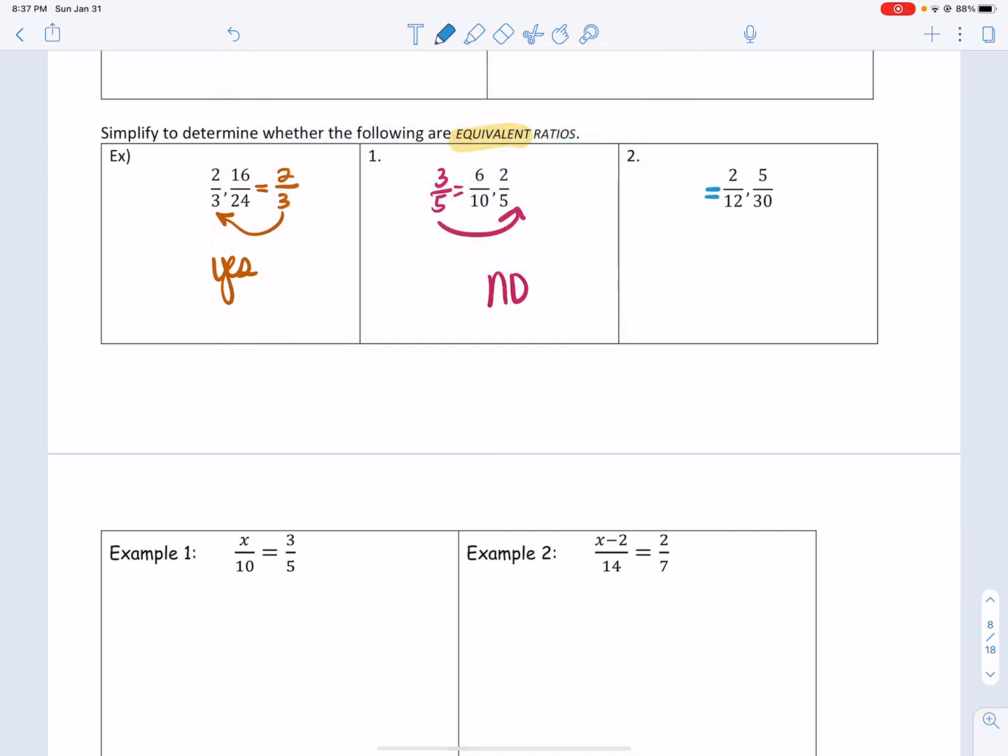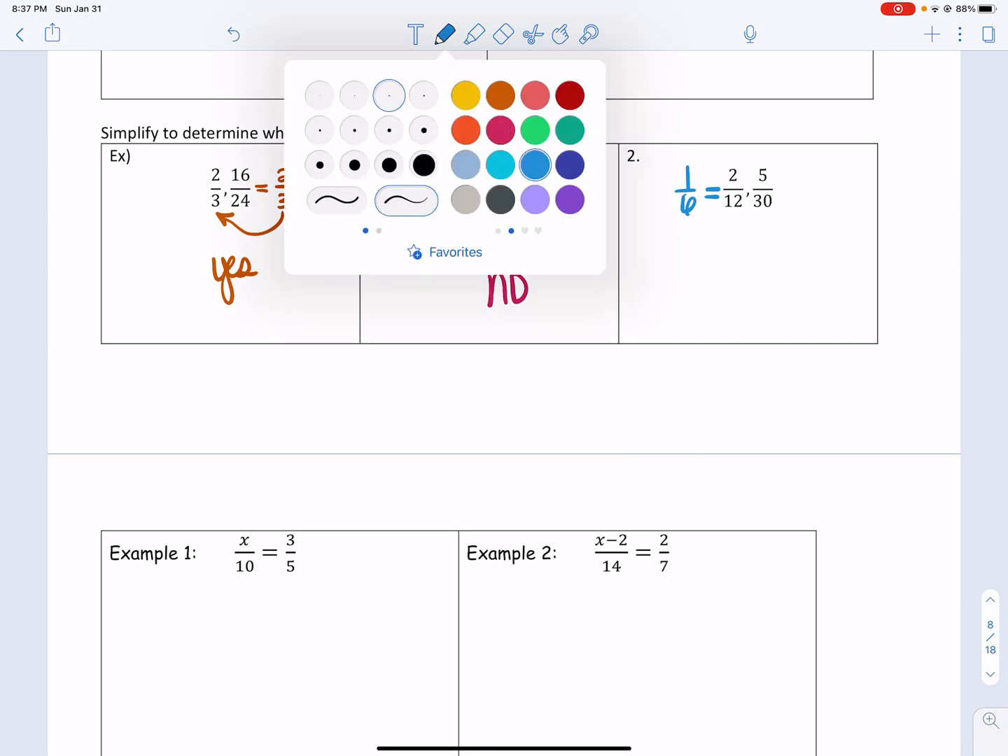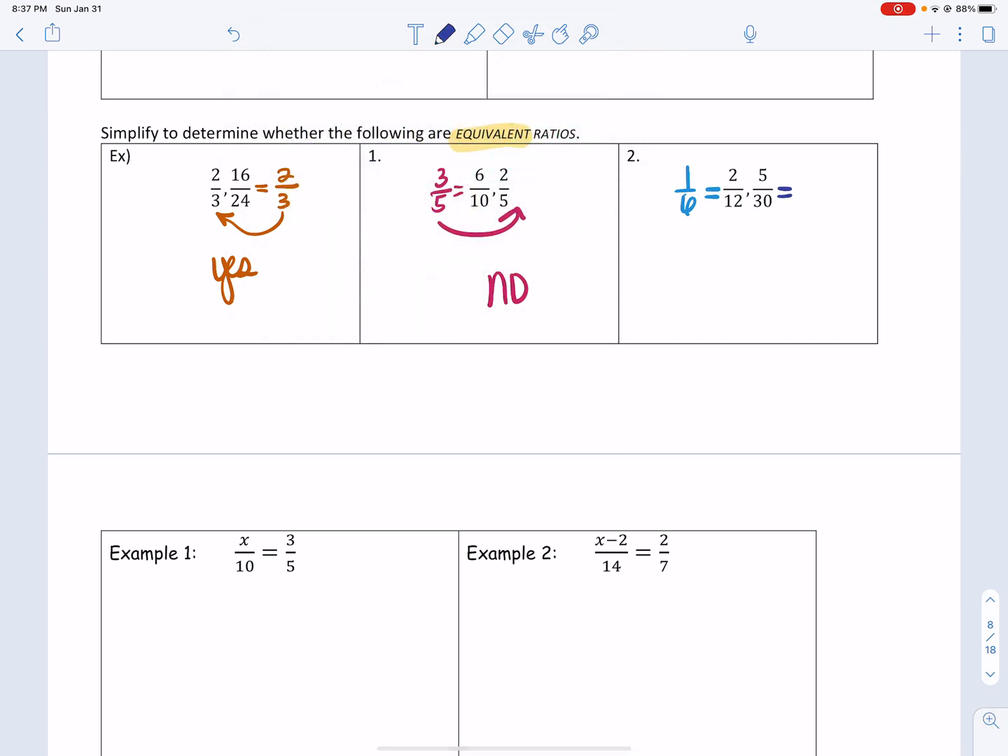Your mind isn't there. They both do reduce though, so you've got to check that. So this one reduces to 1/6. Good thing I didn't go very far, right? And this one reduces to 1/6. So my answer on this is yes. So sometimes you can reduce the first one, sometimes the second, and then other times you're going to have to reduce both of them to see if they're equivalent.